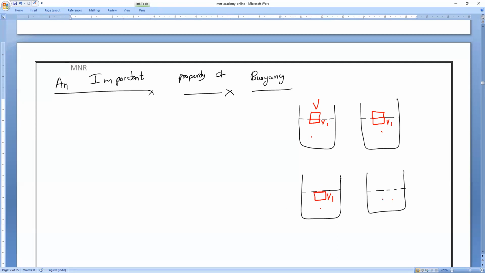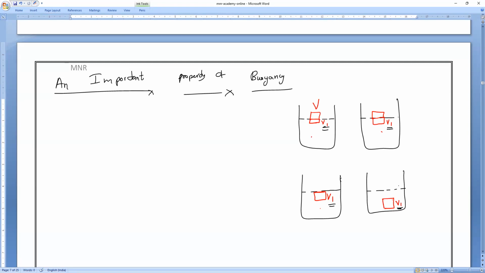Now, in another liquid, it is almost ready to settle down. That is V1. So these are the four pictures I am showing you. Please remember, immersed portion. What is the volume of the immersed portion? V1. Here also V1, here also V1, here also V1. In these two cases, partially immersed. In these two cases, completely immersed.